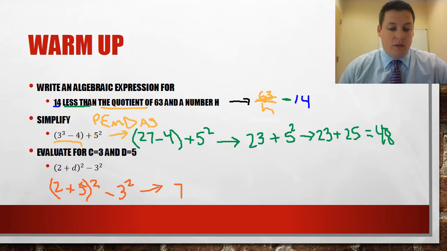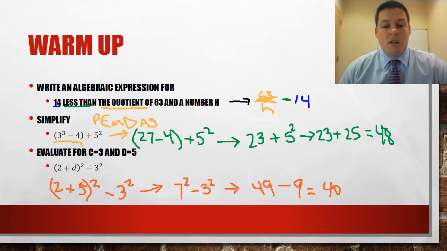We're going to do the parentheses first, so we find out we have 7. We rewrite everything else. Now we do the exponents because there's no more parentheses. We have 49 minus 9, which equals 40. Hopefully that refreshes your memory a little bit.